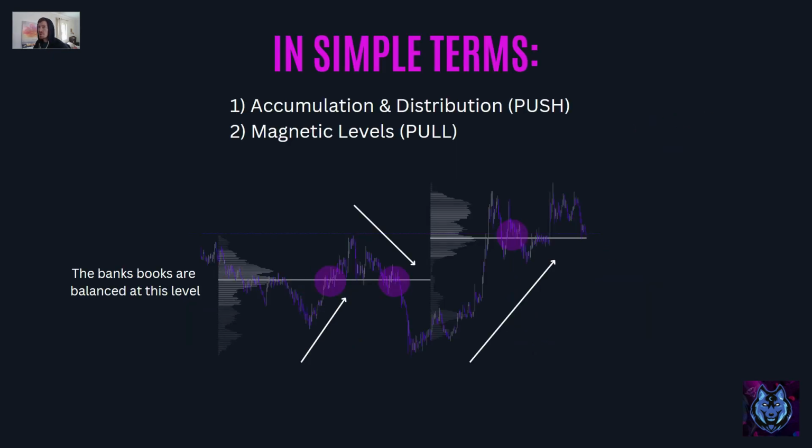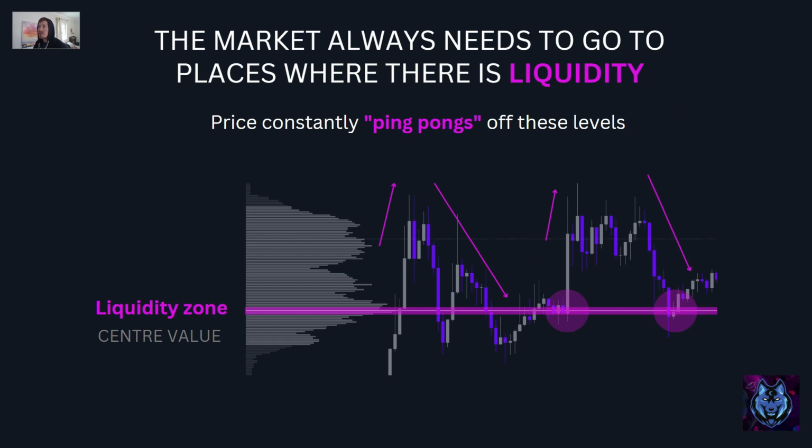In simple terms, it functions like this. One, accumulation and distribution, which is the push away from the value zone. And two, magnet levels, which is the pull back to the zone. So as you can see, price moves away and comes back to the zone, moves away, comes back to the zone. The bank's books are balanced at these levels. The market always needs to go to places where there is liquidity. Price constantly ping-pongs off these levels.